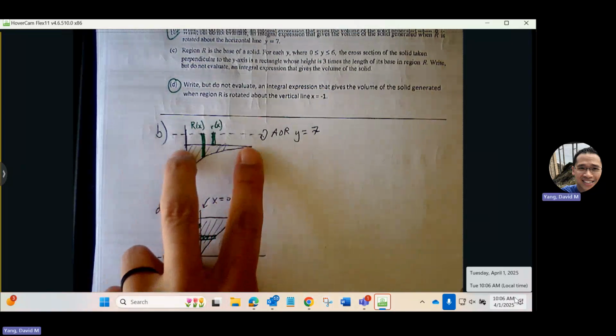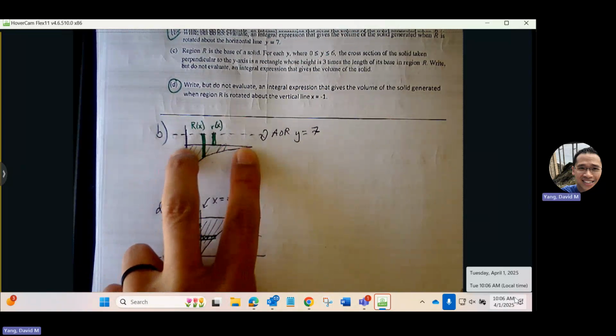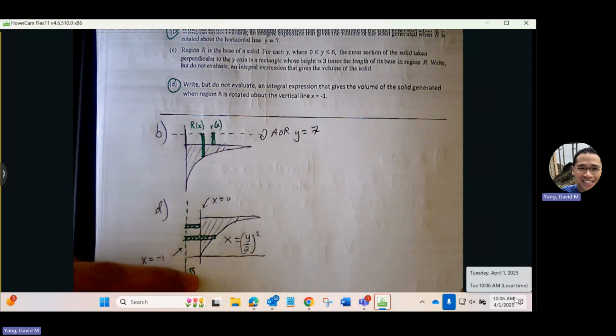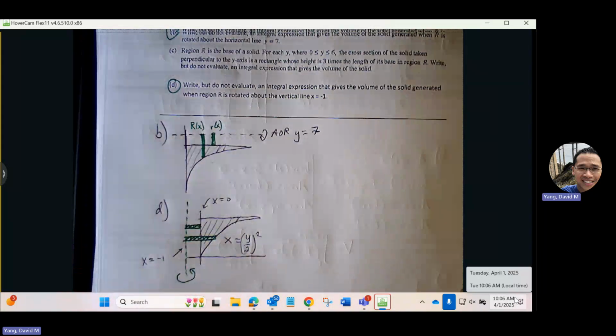So for here, everything's in terms of x. I can go from left bound to right bound. But here, everything's in terms of y. So my bound is in terms of y.